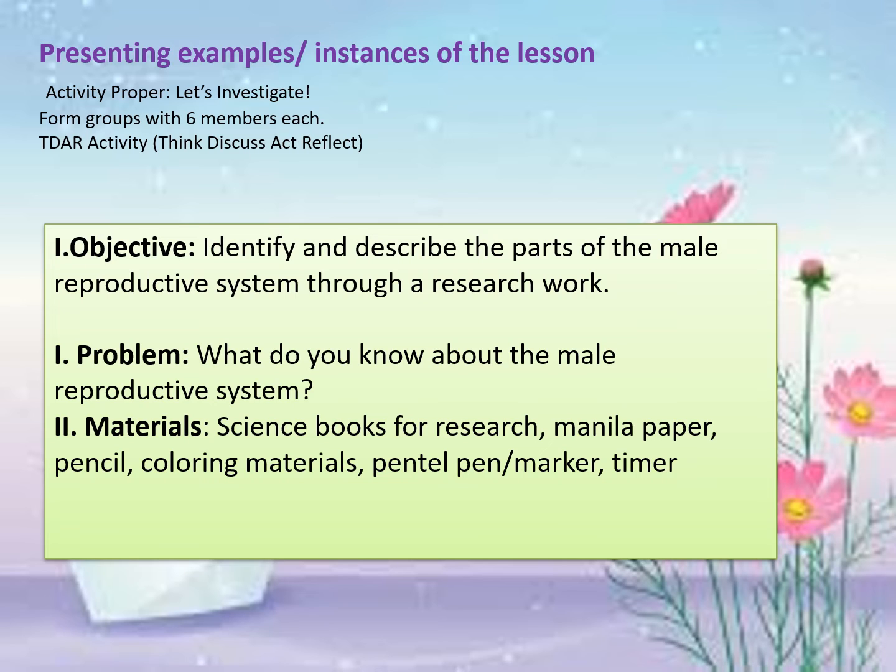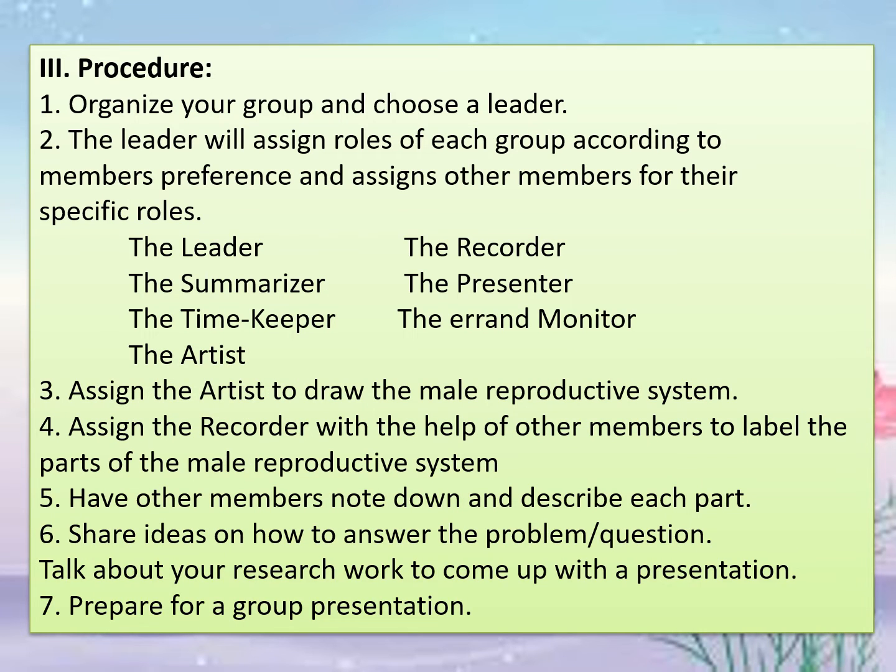Okay. Materials: science book for research, Manila paper, pencil, coloring materials, Pentel pen, marker, and more. Organize your group and choose a leader. The leader will assign roles to each group member according to their preference. Assign the artist to draw the male reproductive system. Assign the recorder, with the help of other members, to label the parts of the male reproductive system. Have other members note down and describe each part.